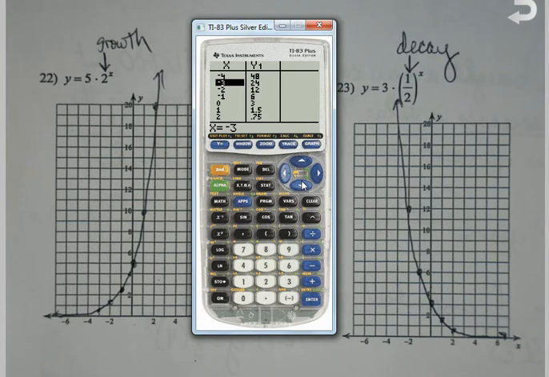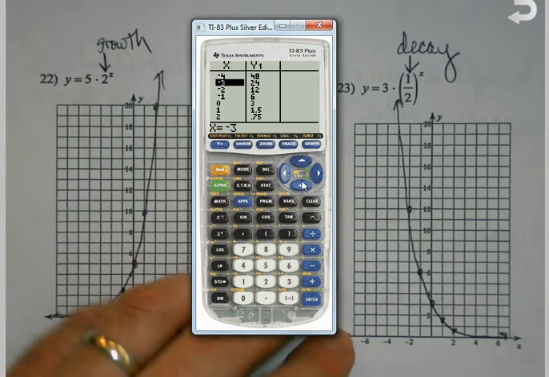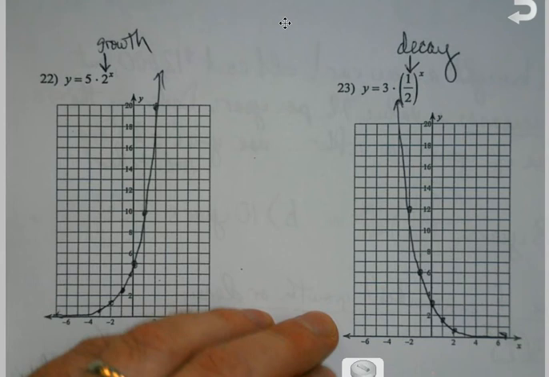But do make sure that you read the directions carefully when you're doing these, because it says, you know, sketch it, tell whether it's growth or decay. So you can't just graph it, you've got to literally say which one it is. But the picture will help out quite a bit with that too.